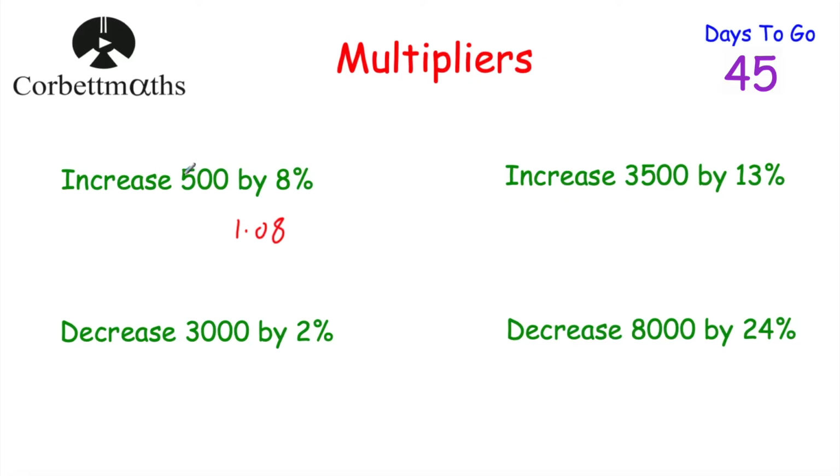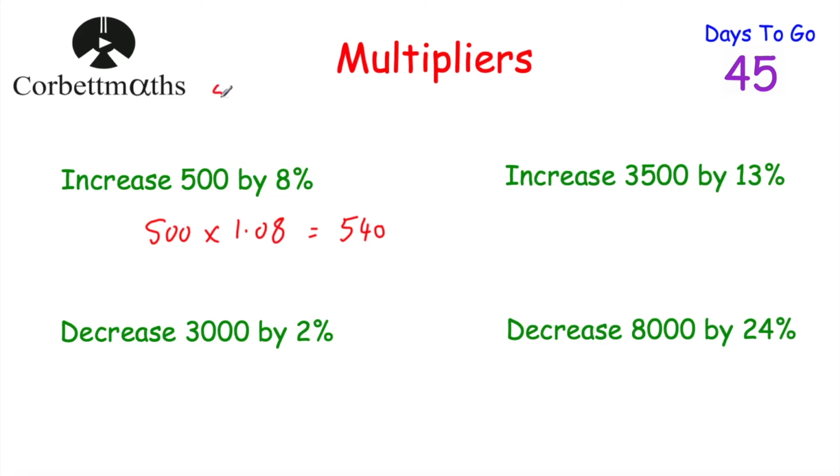So if we wanted to increase 500 by 8%, we could use this multiplier. We would just take our 500 and multiply it by 1.08, and that would increase it by 8% for us. So 500 multiplied by 1.08 is equal to 540. So if you increase 500 by 8%, you get 540. And this multiplier just means that we can increase 500 by 8% really quickly and easily.